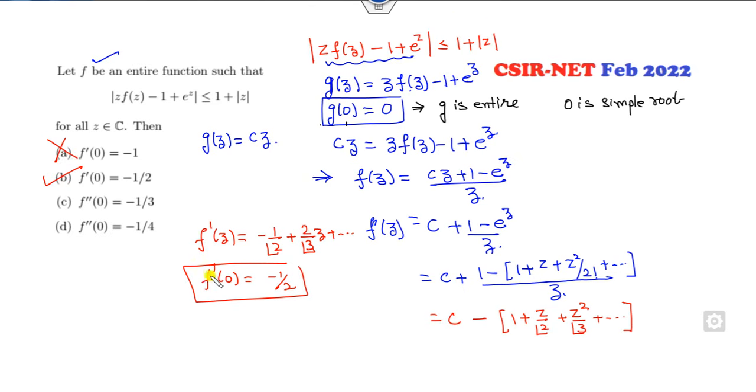Now you want to find the second derivative at the point 0. What is the second derivative of this? 2 over 3 factorial, so it's 1 over 3, but it's the negative of this. So it's minus 1 over 3, which is the right answer. B and C are the correct options.